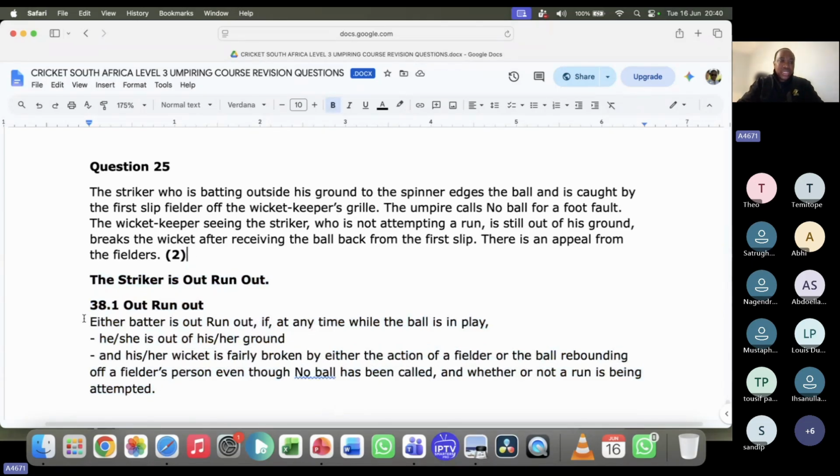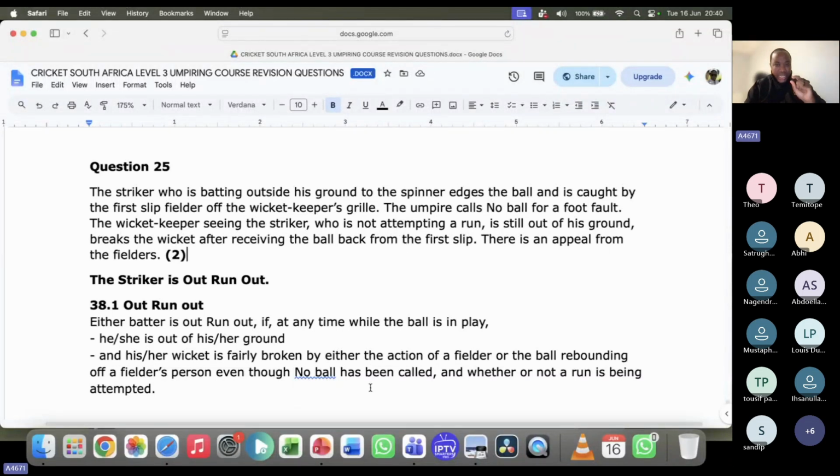Law tells us that either batter is out, run out if at any time while the ball is in play, he or she is out of his or her ground and his or her wicket is fairly broken by either the action of a fielder or the ball rebounding off a fielder's person, even though no ball has been called and whether or not a run is being attempted.